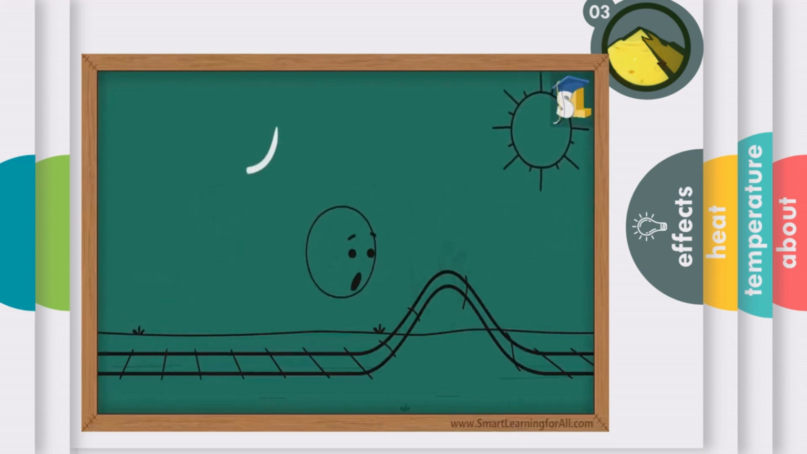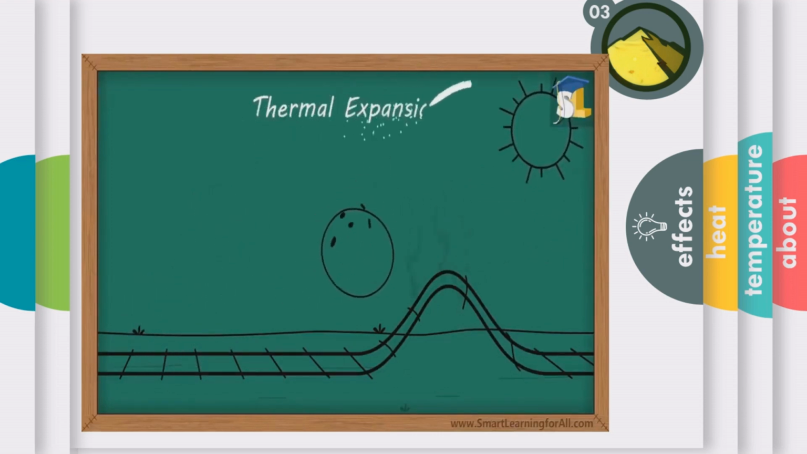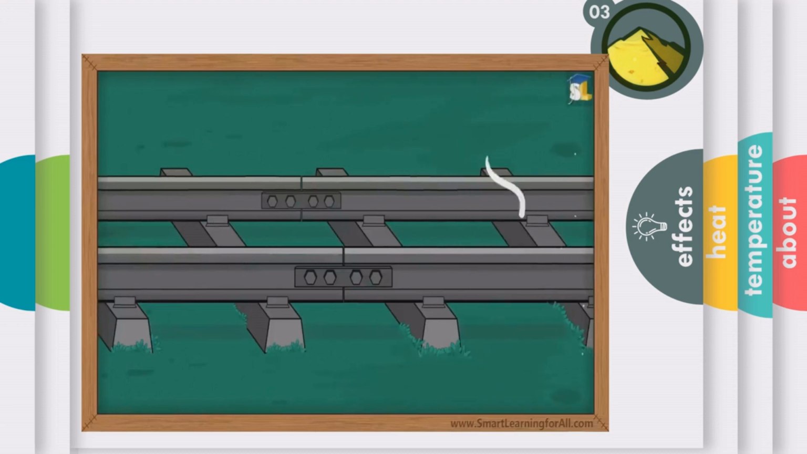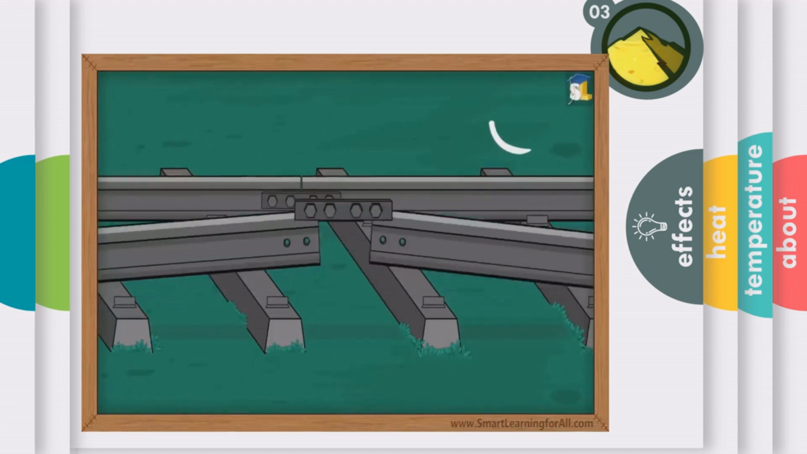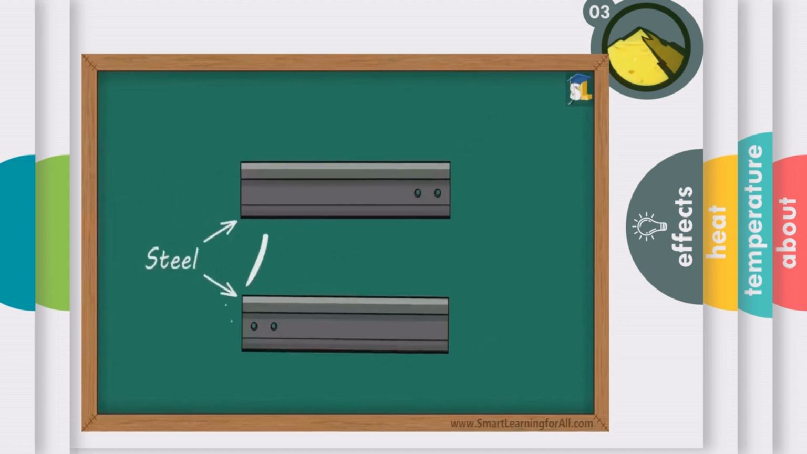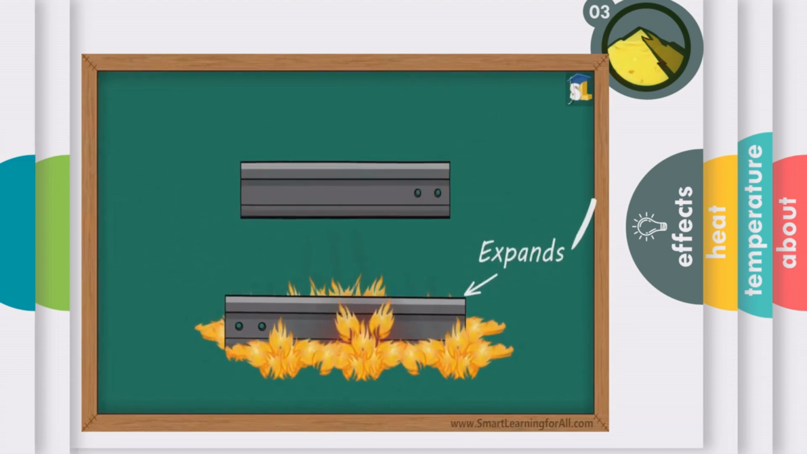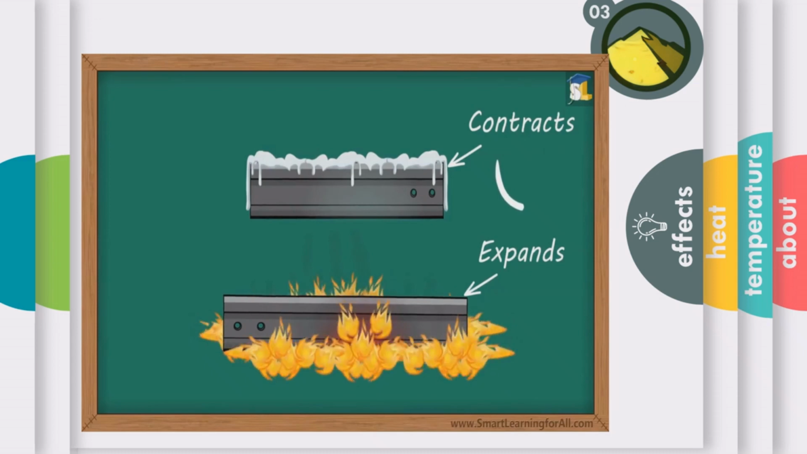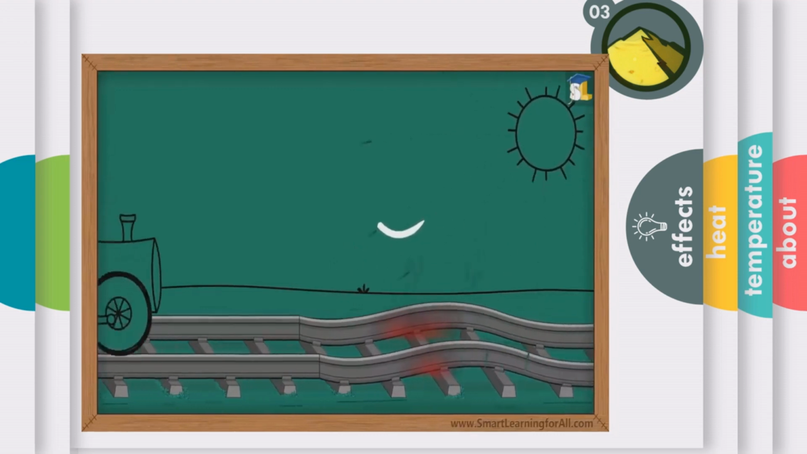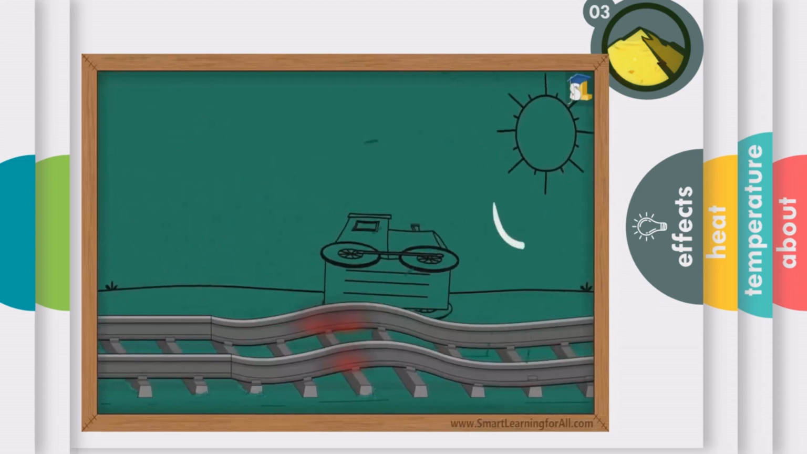Do you think that the rails bent because of thermal expansion? If yes, then you are absolutely correct. A railway track is made up of a number of rails joined to each other. These rails are usually made up of steel. Steel expands on heating and contracts on cooling. When the rails are joined to one another without leaving any space for expansion, the rails bend due to thermal expansion and the train goes off the railway track.